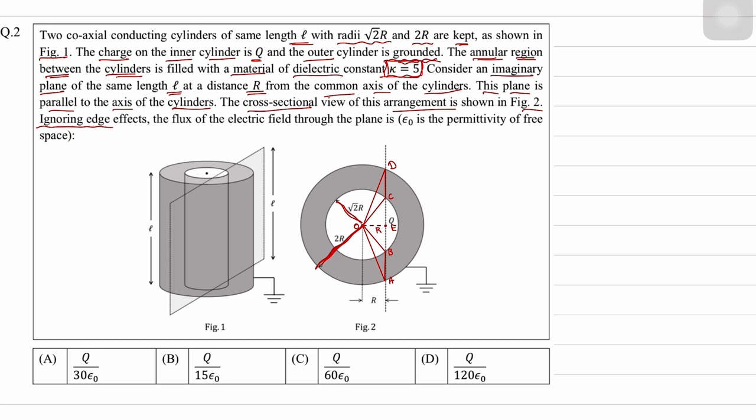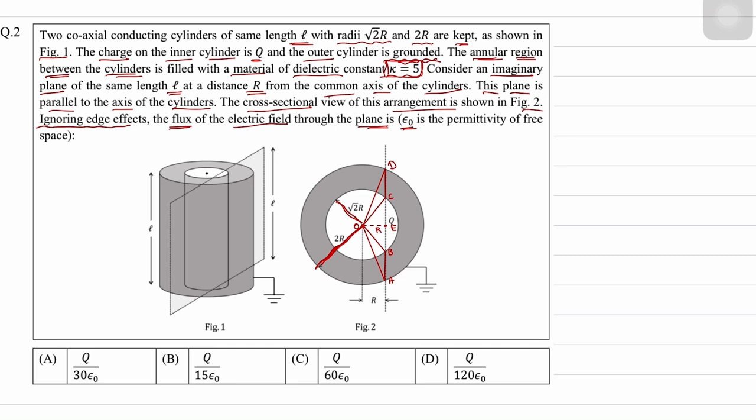We are ignoring the edge effect. We are asked to find the flux of the electric field through the plane. Epsilon naught is the permittivity of free space. There are four options given. So how to find this answer?